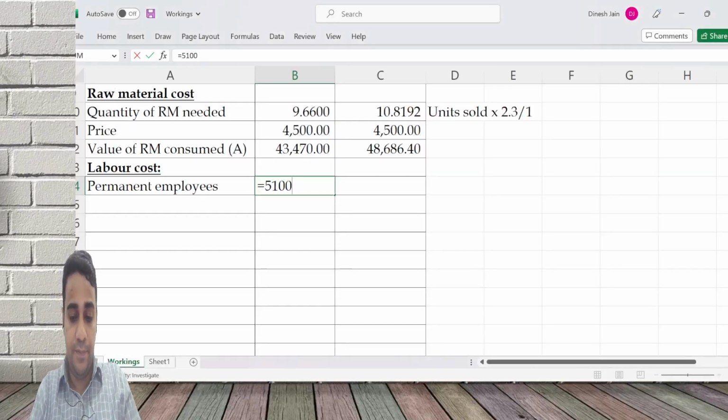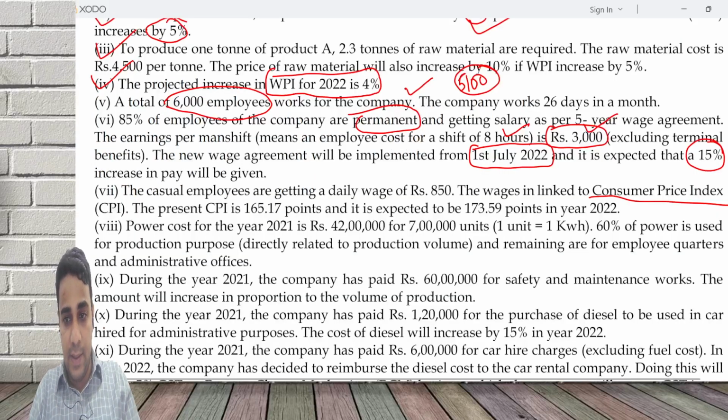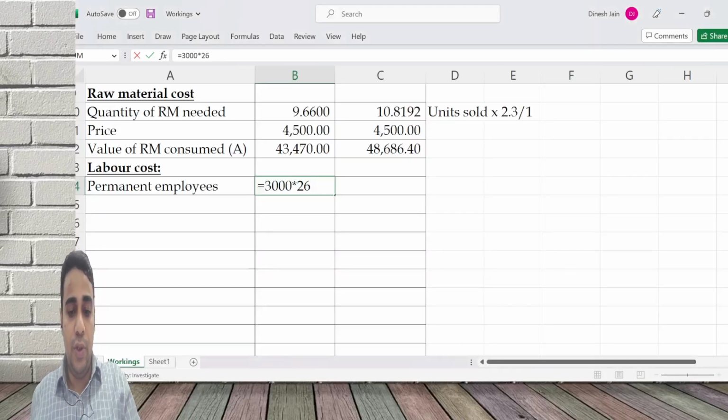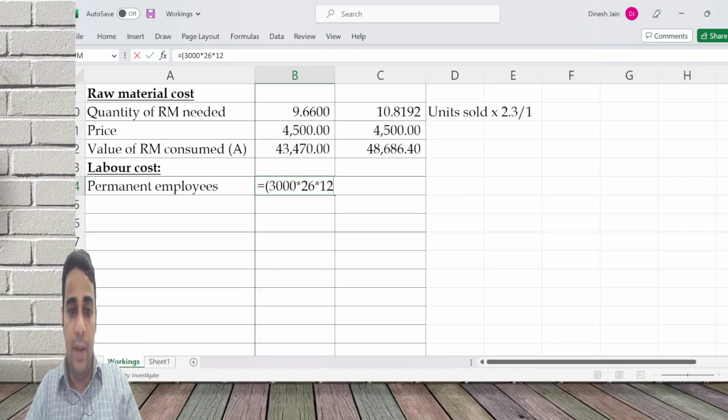So listen, one employee calculation first I'll do. 3,000 per day into 26 days in a month. They're saying there are 26 working days here. 26 days in a month into 12 months. 3,000 into 26 days into 12 months. This is the last year calculation for a single employee, dividing this by 1 lakh.